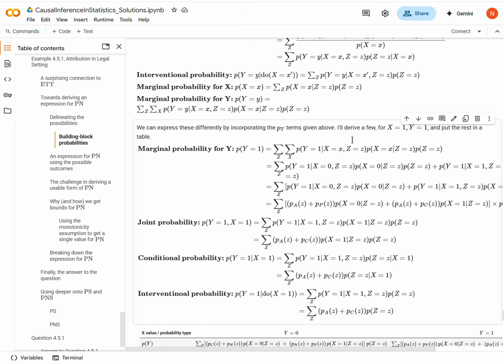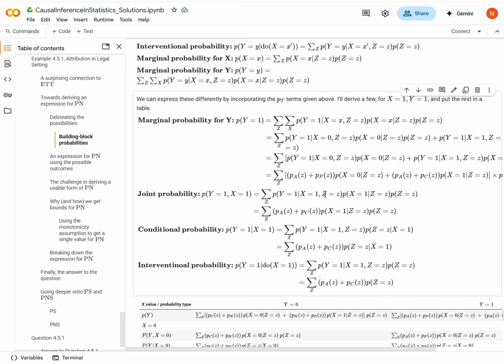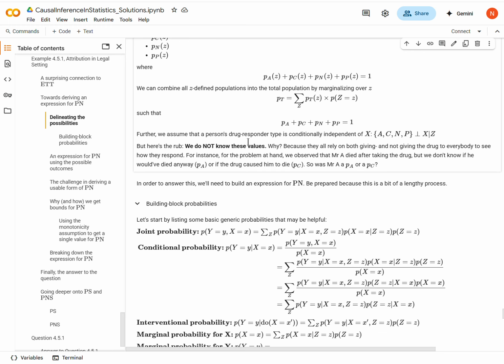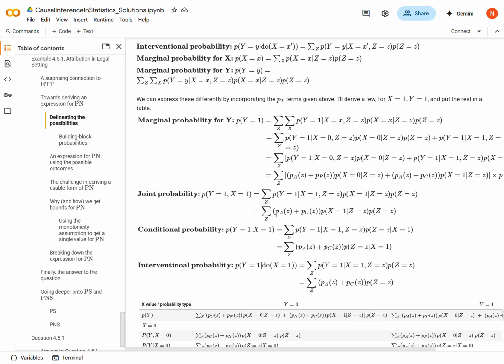If we look just at this term right here, the probability that y equals 1 given x equals 1 and z equals 1, what does that mean? Let's parse this out. When z equals z, we are looking at the types of people who are in health class Z. So we're selecting particular individuals, or portions of the population, with health class Z.